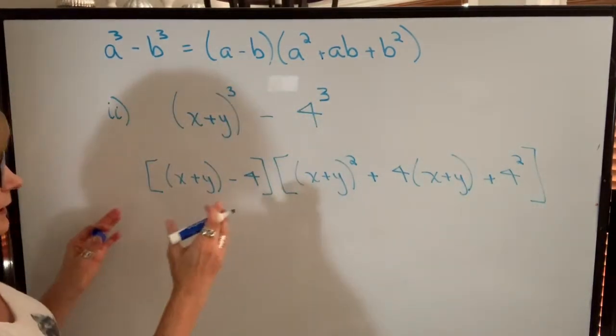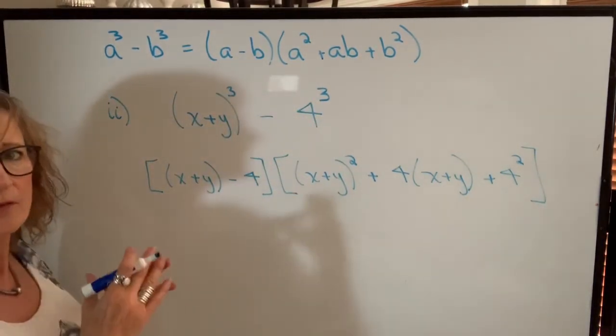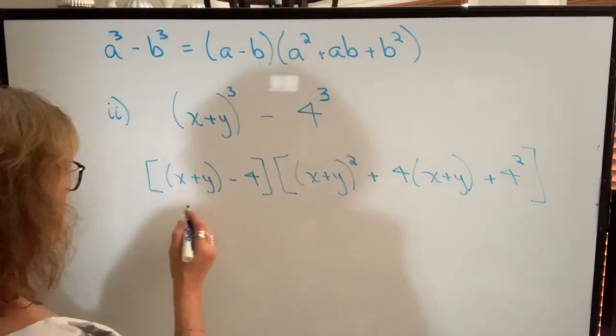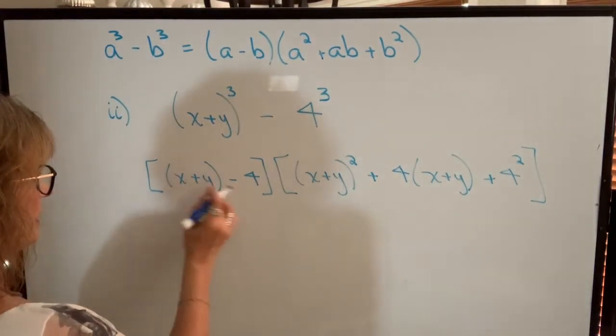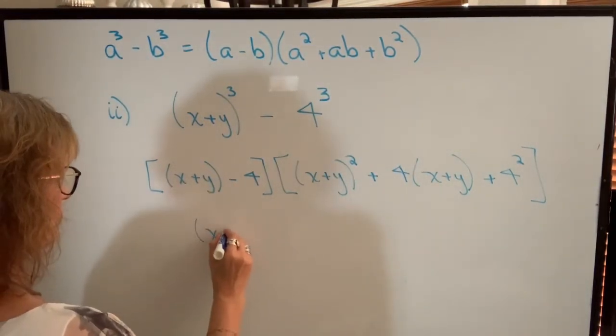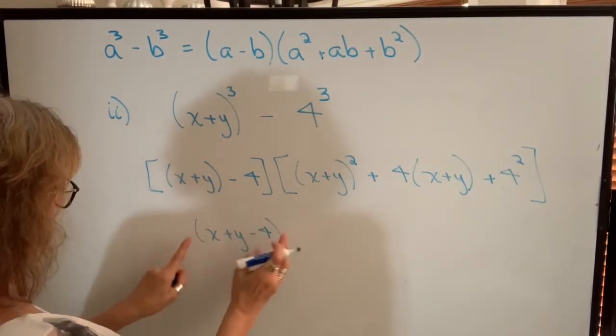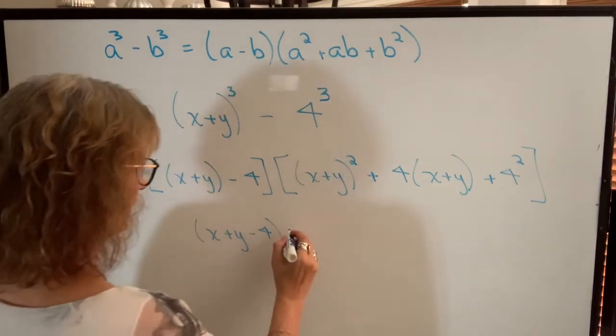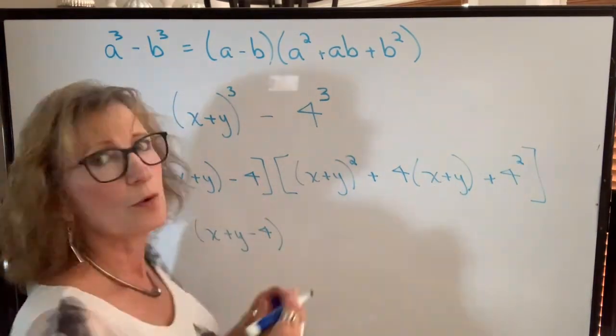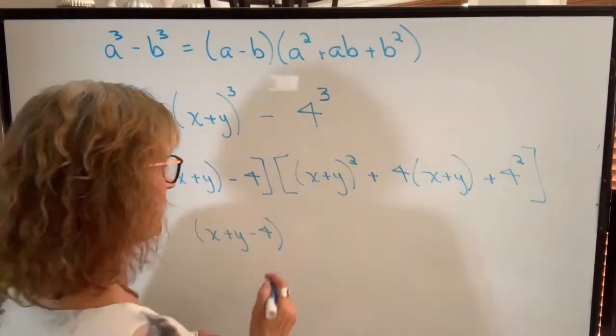Now we're just going to get rid of these brackets so that we have a nice simplified expression. These brackets are unnecessary, so this is just going to be x plus y minus 4. The inner brackets are unnecessary. The outside ones certainly are still necessary. So we could leave it, or the other option is we're going to expand it.